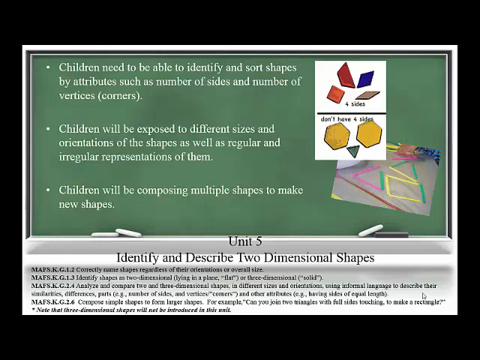They will have many opportunities to sort and build shapes by given attributes such as the number of sides and the number of vertices or corners, using a variety of tools and objects. These experiences will help them to identify the shapes by name.